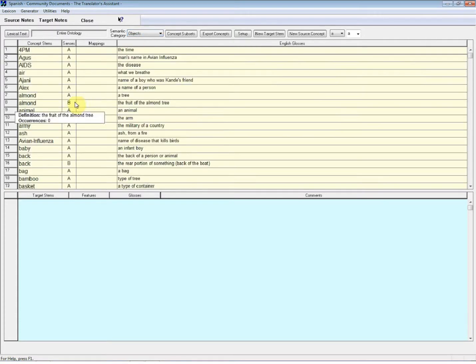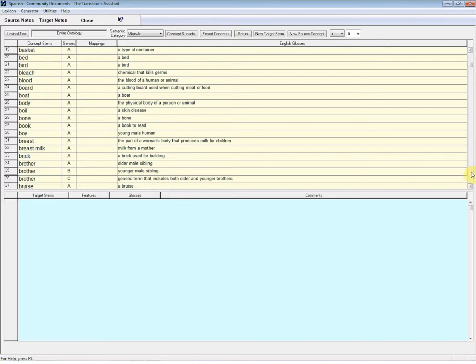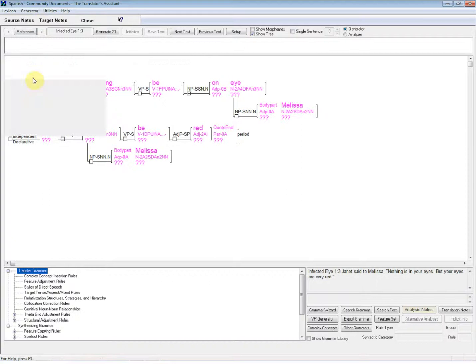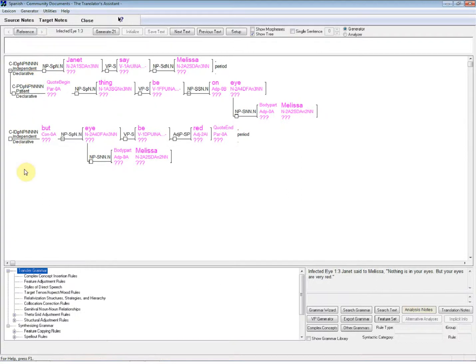Here are just the nouns, or more correctly, semantically speaking, they're objects. You can go through the nouns and look at them. Again, you saw almond there. We have a sense for the tree and a sense for the fruit of the tree. Back is the back of a person, or the rear portion of something. You can just go through and take a look at those. In the next demo, we're going to take a look at the semantic features, which are an equally important part.